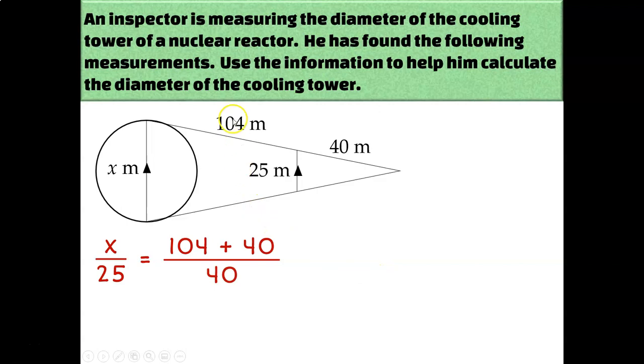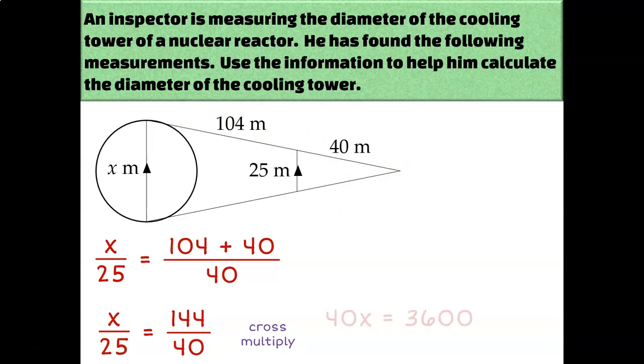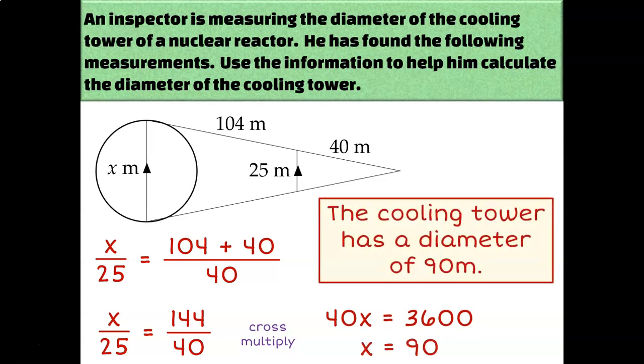Many of my students write 104 over 40, and that's not correct. 40 is the length of this side of the smaller triangle. 104 is not the entire side length of the big triangle. It's just part of it. You need to add and find the entire length of this side of the big triangle so that it's actually corresponding to the length of 40. 40 is a side length, and 144 is a side length. Then we'll cross multiply. So I have 40x equals 3600, which means x equals 90. So the cooling tower has a diameter of 90 meters.